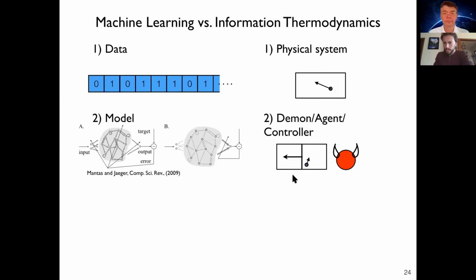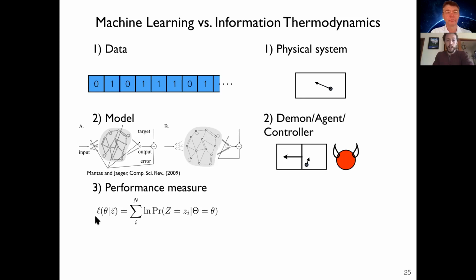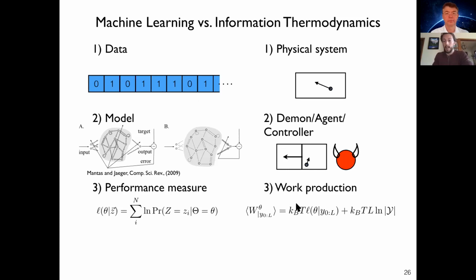the physical system that contains the data. And then finally, in machine learning, the log likelihood is treated as a performance measure of the model on the data. So how effectively your model captures the data is given by this log likelihood. And then in information thermodynamics, work is a natural performance measure. And we find that the work production of the agent on the data contained by a physical system increases linearly with the log likelihood, the same performance measure as machine learning.